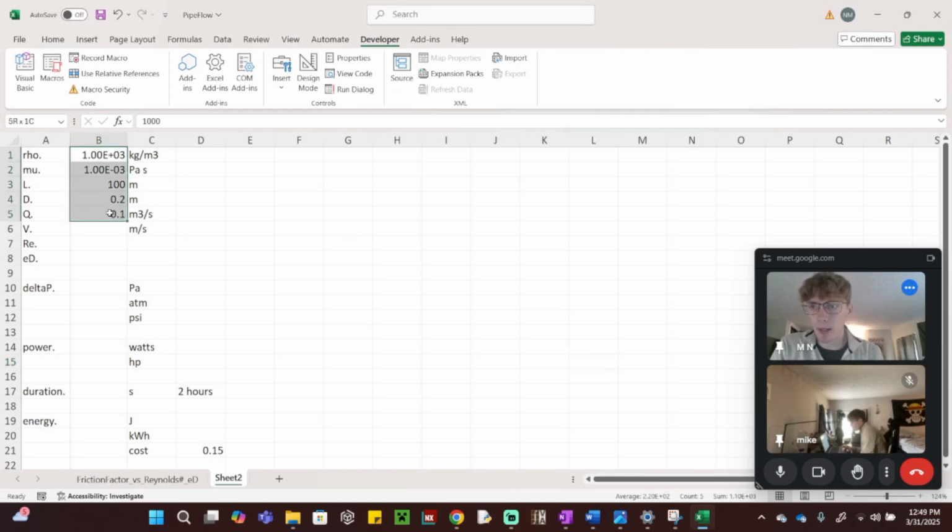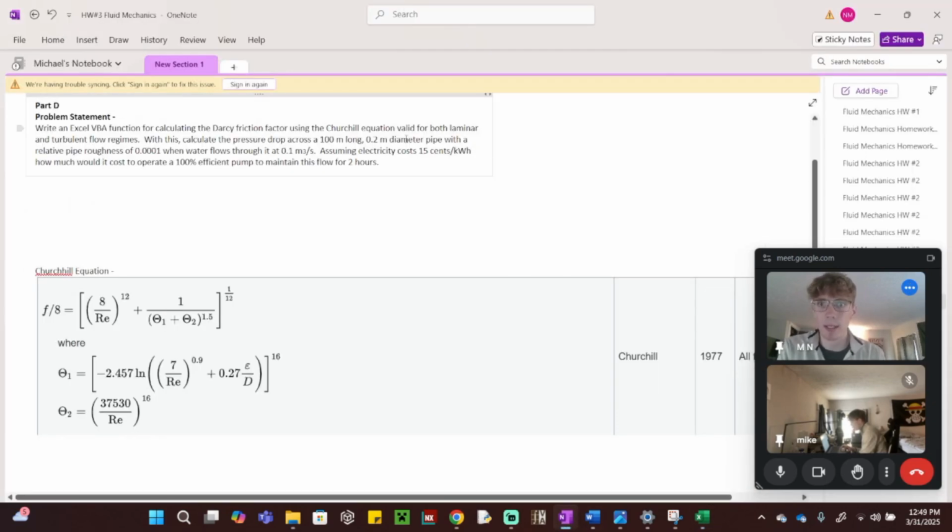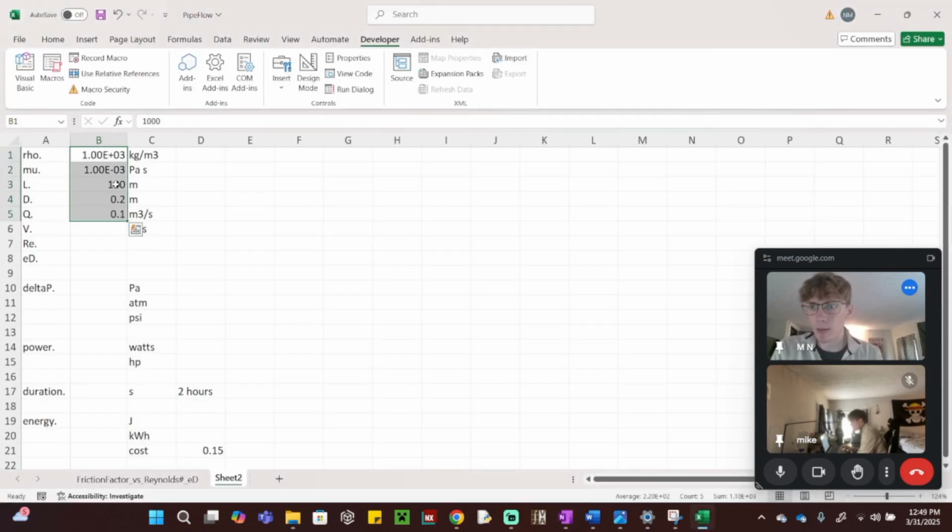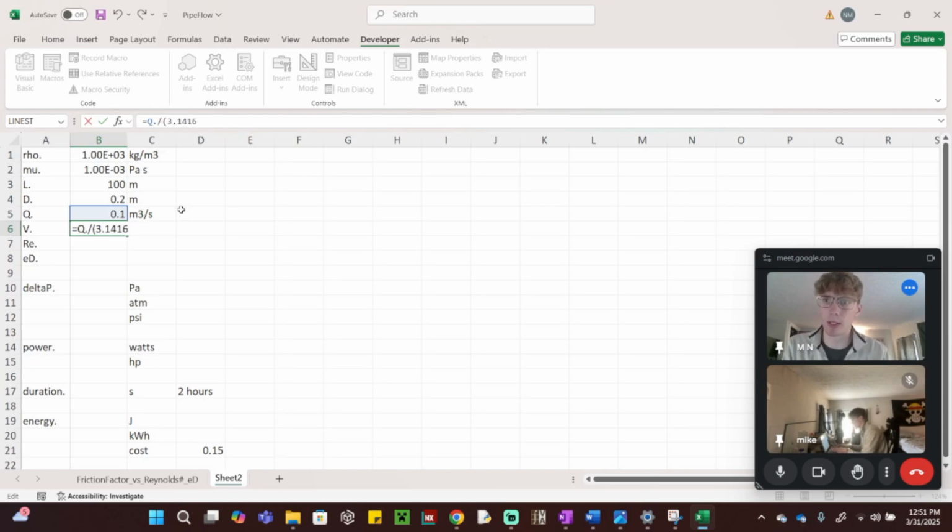So I've already put in the givens that were given in the problem, such as the length, diameter, pipe roughness, and flow rate. So those are what these numbers are. And let's start calculating our velocity here. So the velocity V is going to be equal to Q dot divided by 3.1416 multiplied by d squared over 4. There we go.